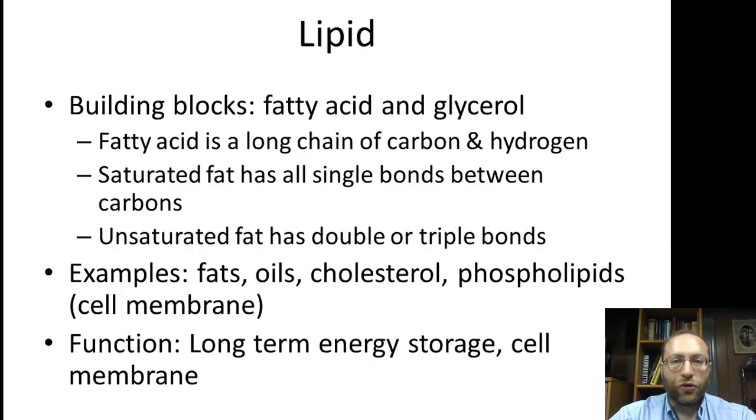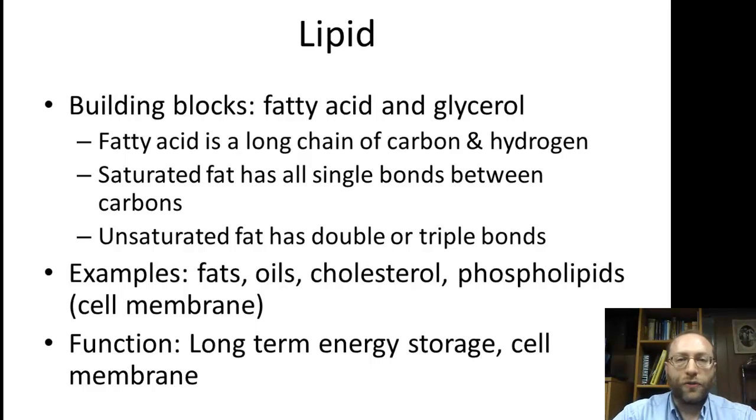And on nutrition facts, you see saturated fats and unsaturated fats. Saturated fats, basically, you've got the maximum number of hydrogen atoms. It's all single bonds. And those tend to be solid. Like, for example, this cheese stick here is basically made of saturated fats. So it's solid, and fats are basically what we find in animals.